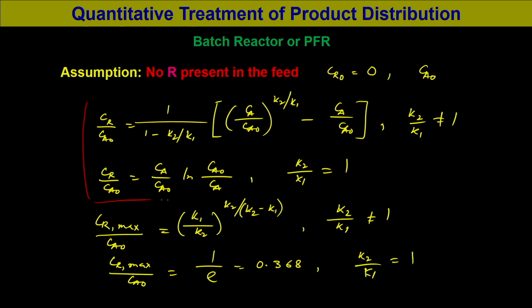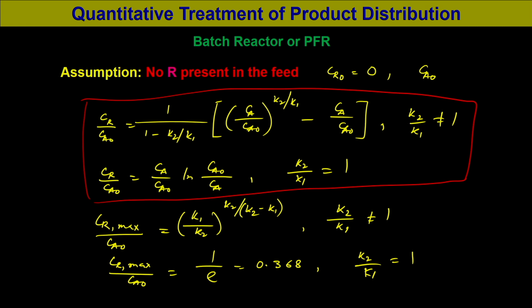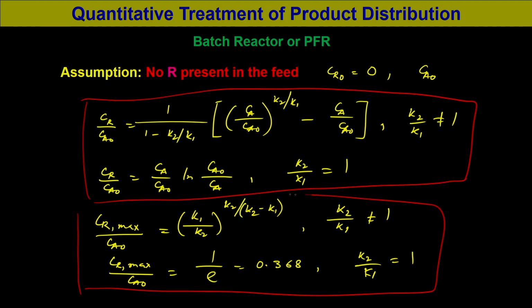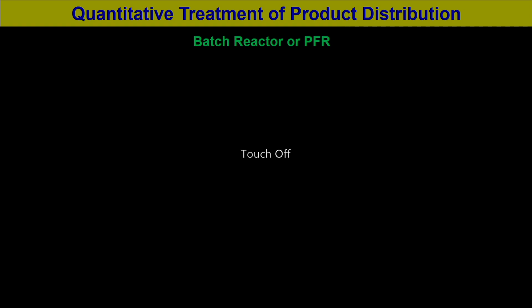So, this is how we can obtain the relation between Cr and Ca. At the same time, we can calculate the maximum concentration of intermediate which is obtained. So, from this we can calculate the optimum or maximum concentration of Cr that can be obtained at different ratios of K2 by K1. The concentration for other species for a plug or batch reactor we can obtain from the component balance.